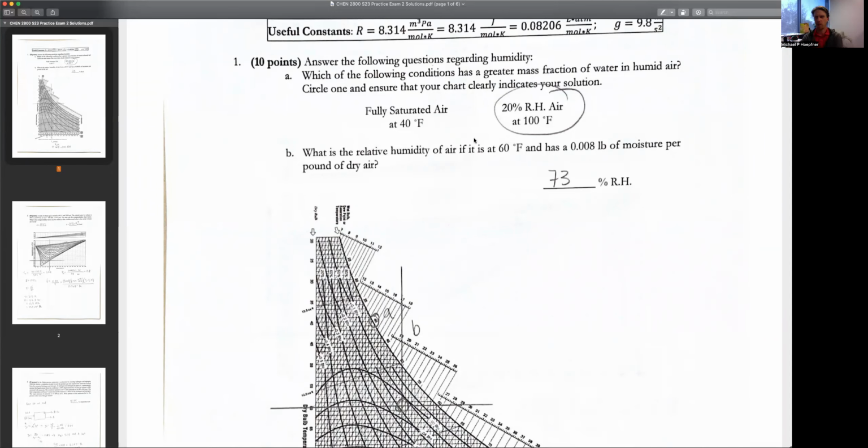Hello, everyone. At the help session today, there was some confusion regarding the wet bulb temperature and the dew point and how to read the psychrometric chart. So I wanted to go over the practice exam number 1 problem, go over that solution, and then clarify the wet bulb temperature so that everyone's on the same page.